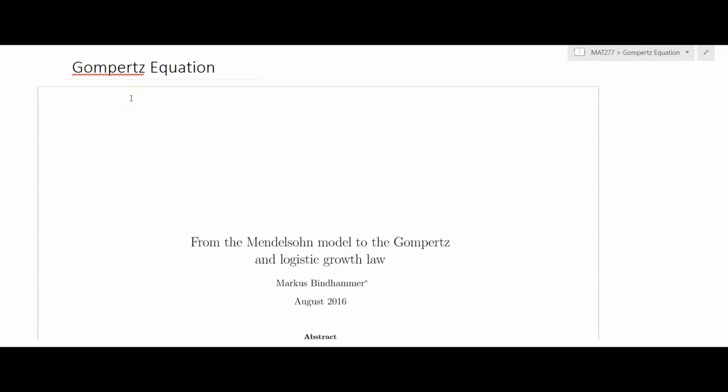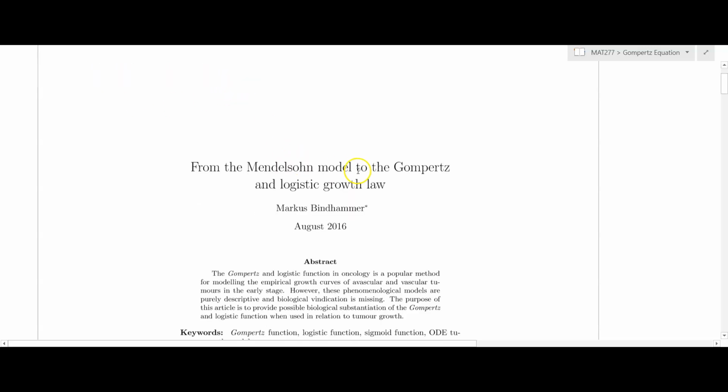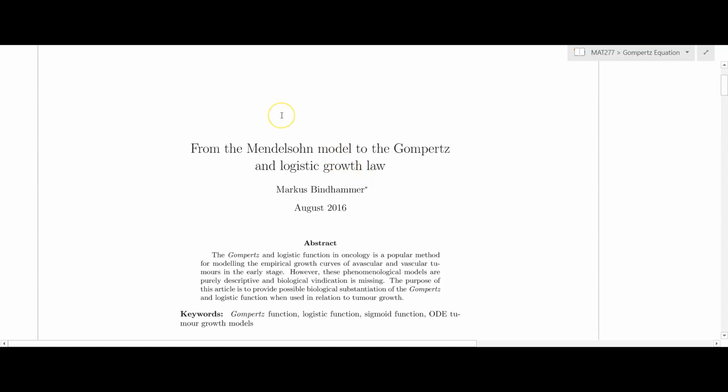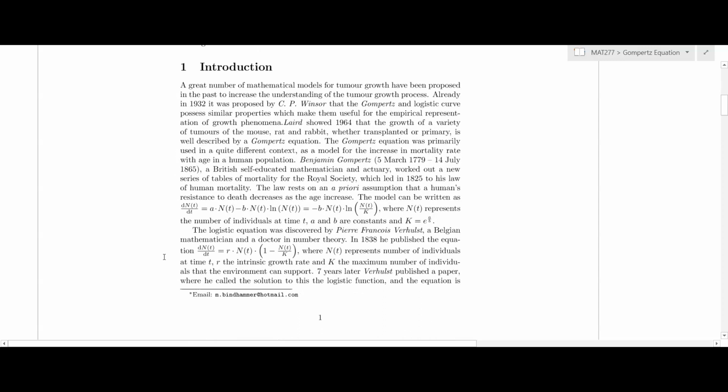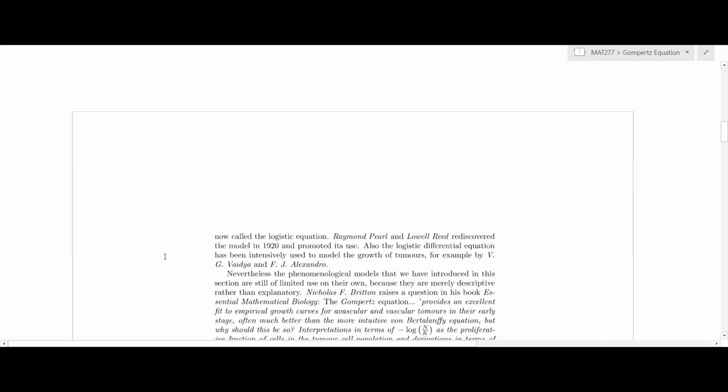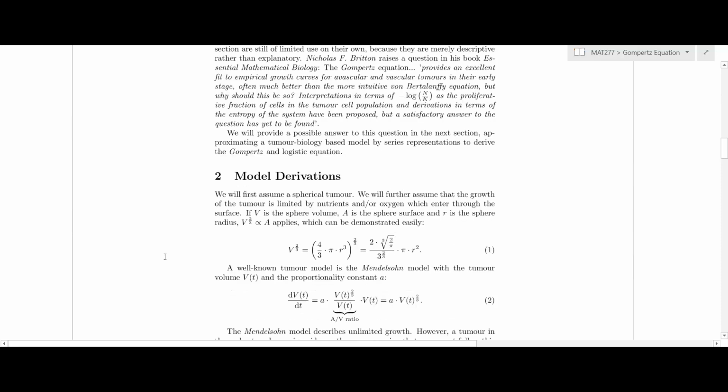Hello and welcome. In this video, I'd like to go through a derivation of the Gompertz equation for modeling avascular and vascular tumors. This is actually more of a review of a paper because this paper does a very beautiful job of deriving this model, and credit goes to Marcus Beinhammer for this paper. I encourage you to read this paper as well. But I'd like to just get into the derivation of this model because it's cool and it's interesting.